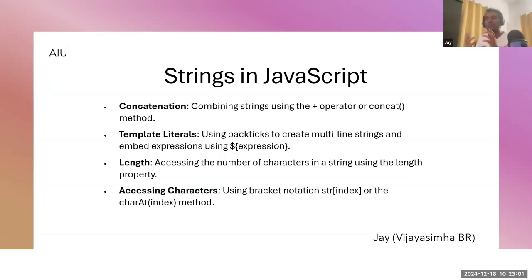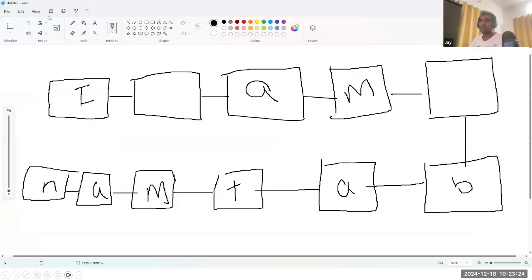Now, what are the common operations? Just like in arrays, where you have push, pop, and all those things, in strings also we have some basic common operations. You have concatenation. Now, what is concatenation? Concatenation means you're combining two strings. For example, let me go back to the Paint software here.